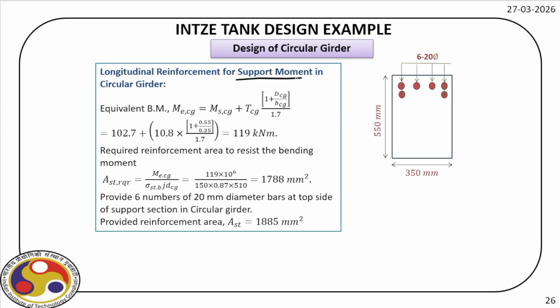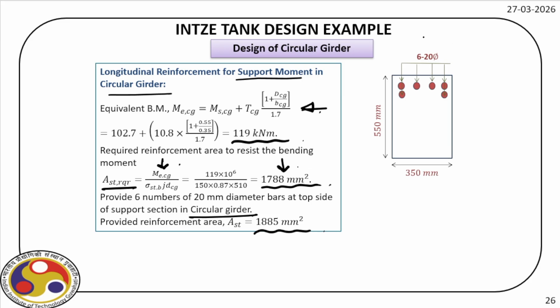Then longitudinal reinforcement for support moment of the girder. Here is the expression. So the total support moment we have is 119 kilonewton meter. So area of steel required, again we can find out. Here is the expression, and the area of the steel required is 1788 millimeter square. So what we can do, we can provide 6 number of 25 bars at the top side of the support section in the circular girder. So area provided is 1885 millimeter square as opposed to the requirement of 1788 millimeter square.